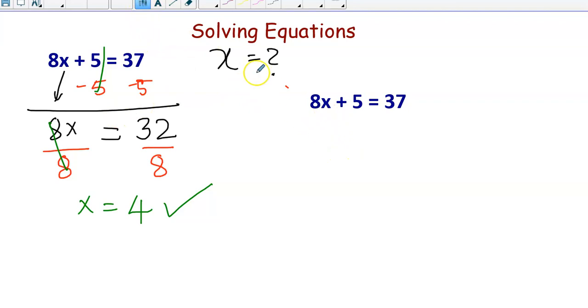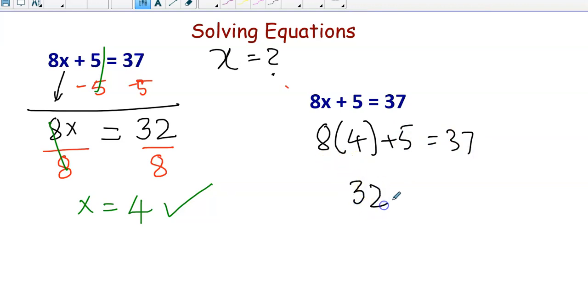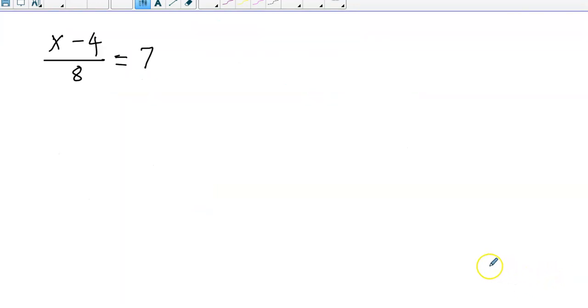I'm substituting 4 for x: 8 times 4 plus 5 must be equal to 37. Let us see. 8 times 4 is 32, and 32 plus 5 is how much? 37. Awesome, that's right. Very simple, right? Let us see a different type.